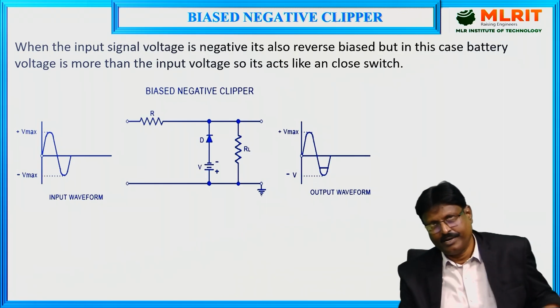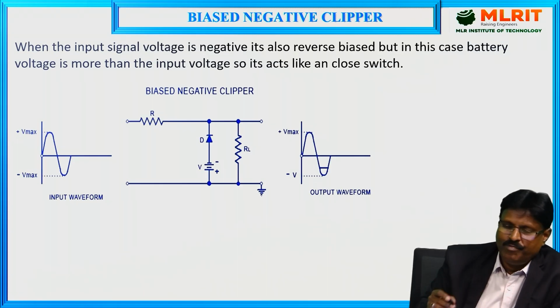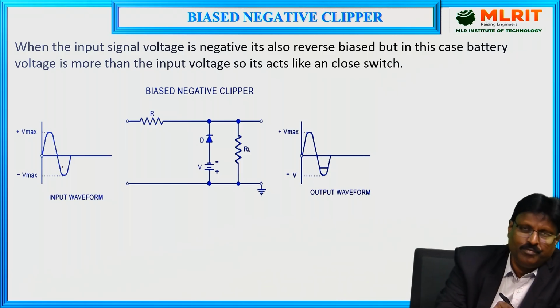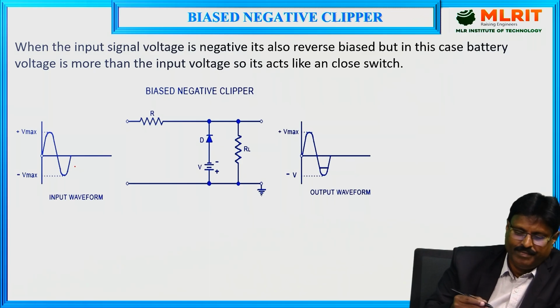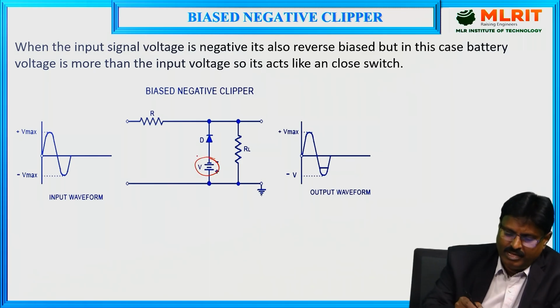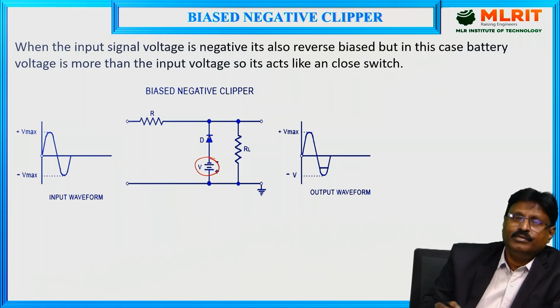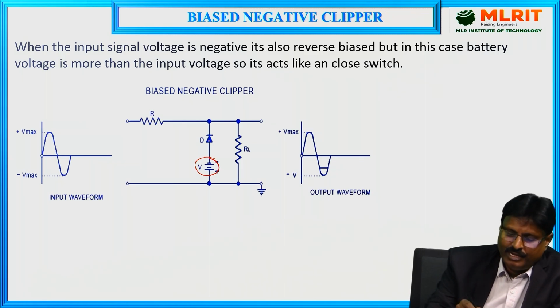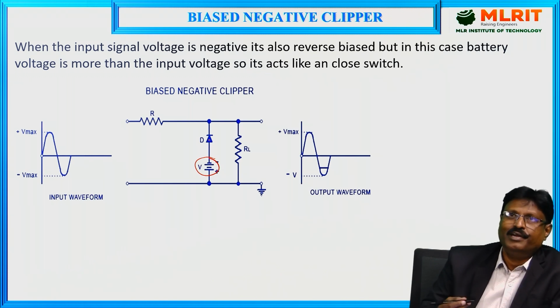In the same manner, negative bias. Negative bias means, as you can see here, a negative peak is there. I want to remove a portion of this negative peak. So here I am keeping a biasing voltage in series with the diode, and the change in the circuit when compared with the positive clipper is that the diode direction is changed and the polarity is changed.